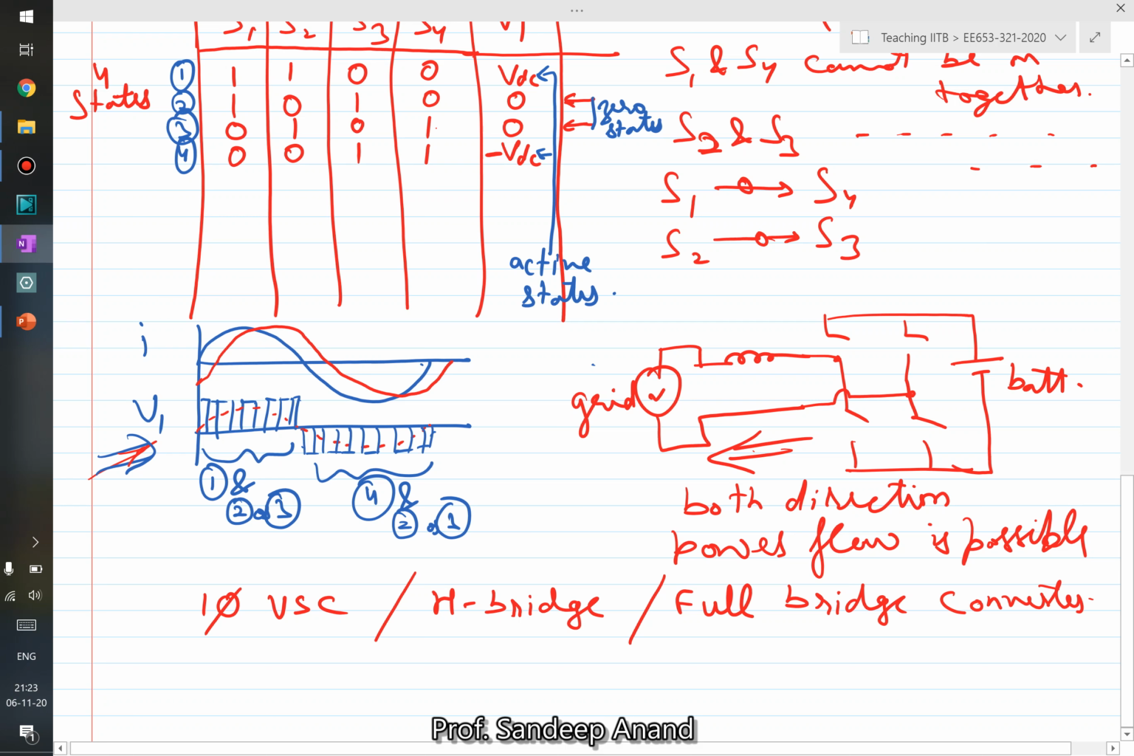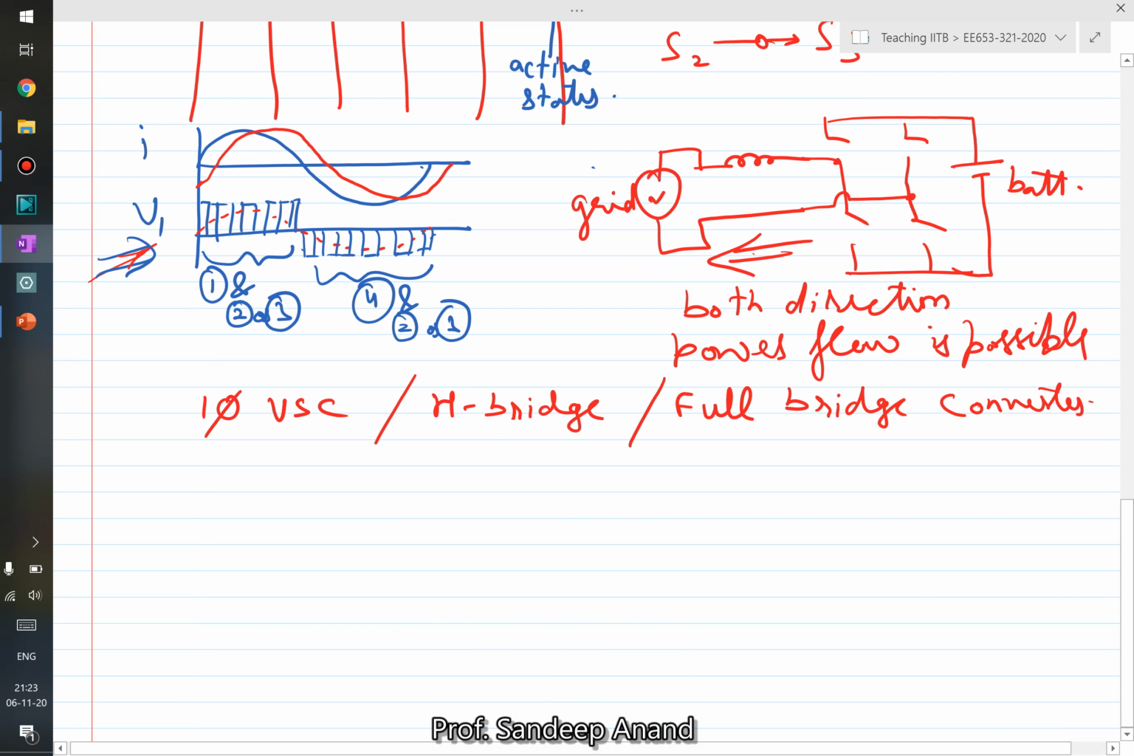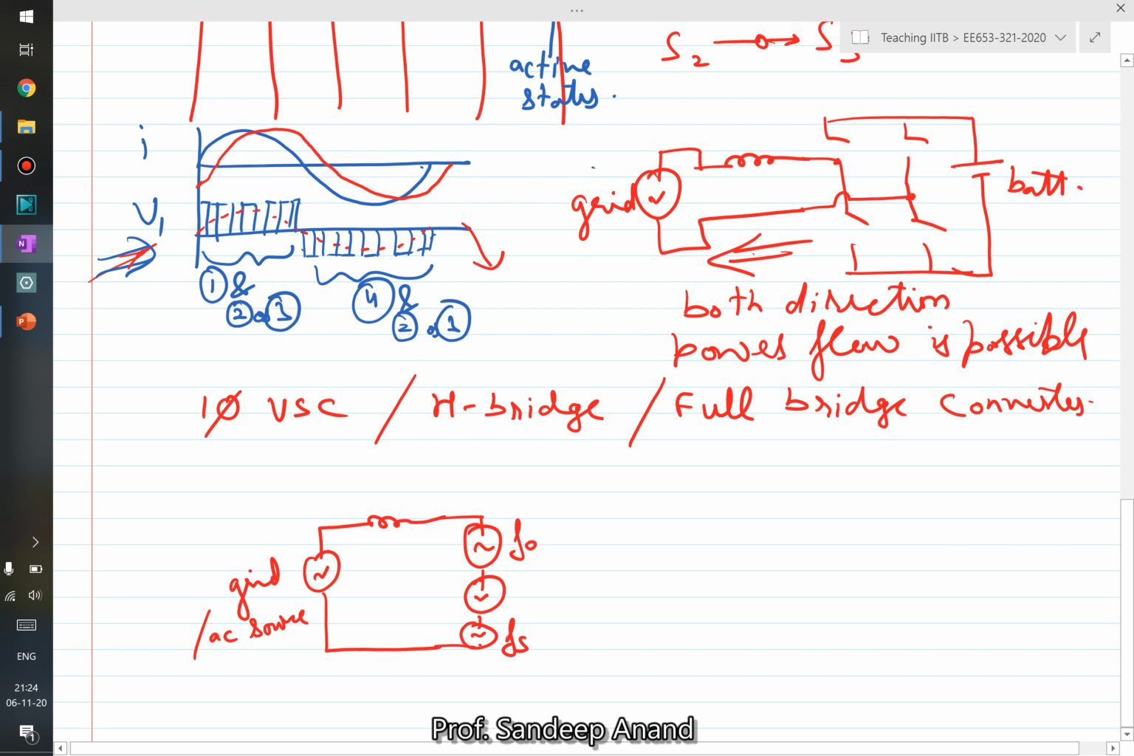Now, if you try to draw the equivalent circuit of the inverter, as I told you, for the voltage waveform V1, if you do a Fourier series transformation, you can find the Fourier coefficients for this. For example, on the left side you have the grid or AC source, and here you have an inductor. And this V1 you can actually represent as a series combination of different frequency components. It could be the fundamental, it could be the switching frequency, and it could be a lot of other components also, right?